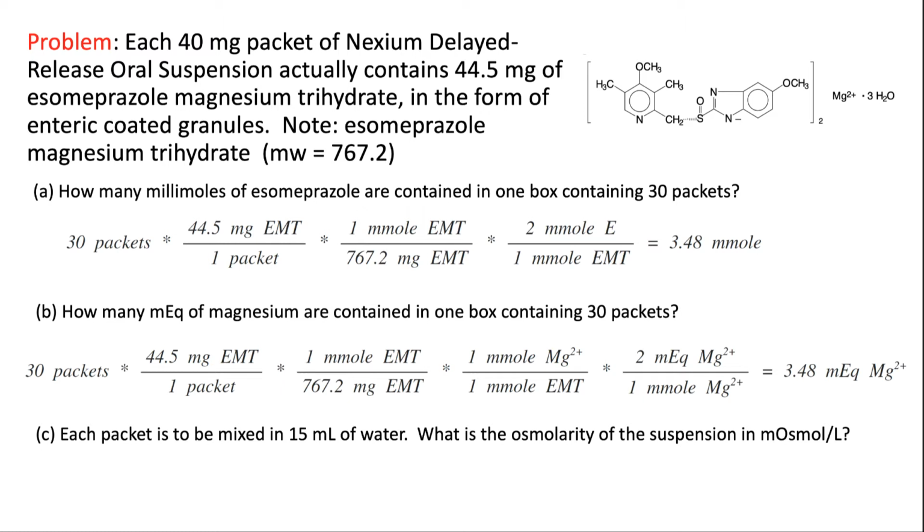But keep in mind, the question wanted to know milliequivalents. So I have to look at the valence. Since the charge on magnesium is a positive 2, the valence is 2. The valence number goes with the milliequivalents. So we have 2 milliequivalents of magnesium for every 1 millimole of magnesium. Once again, the only units remaining are milliequivalents of magnesium. Do the math left to right, and our numeric value is 3.48. Just like it was for the number of esomeprazole millimoles, we get 3.48 milliequivalents of magnesium.